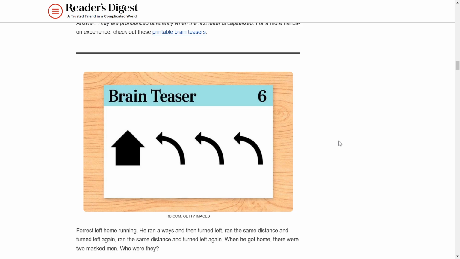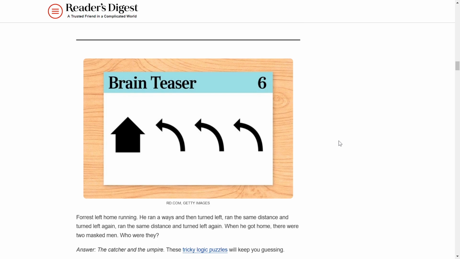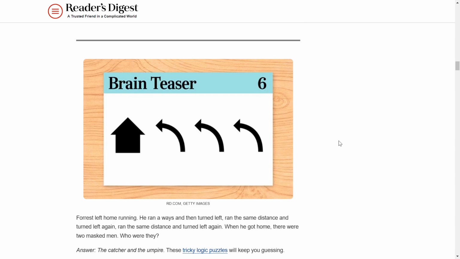Obviously, this might be deductible from... If he left home running, the home might be jail. No, no. Why would there be masked men in jail? Any other instance that you would wear a mask? No, no idea. Let's see what the answer could be. The catcher and the umpire. I have no idea what that word means, so let me look it up. I think this would be a term used in baseball or any other sports.